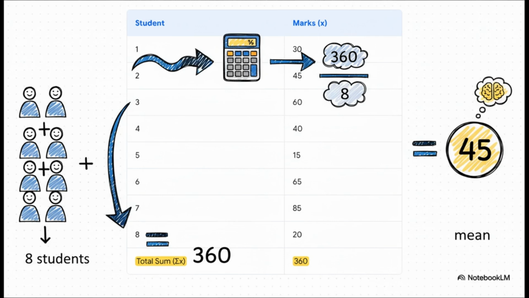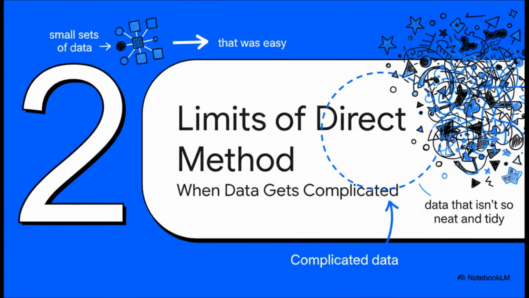Here we've got the marks for 8 different students. Okay, step 1. We add up all the marks in this column, and that gives us a grand total of 360. Step 2, we count the students. Yep, there are 8 of them. And finally, step 3, we divide that sum, 360, by the count, 8. And there you have it. The mean score for this group is 45. That was pretty easy, right?